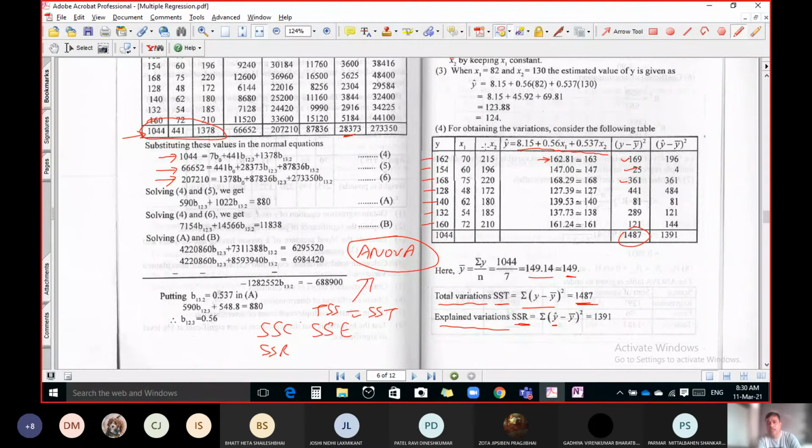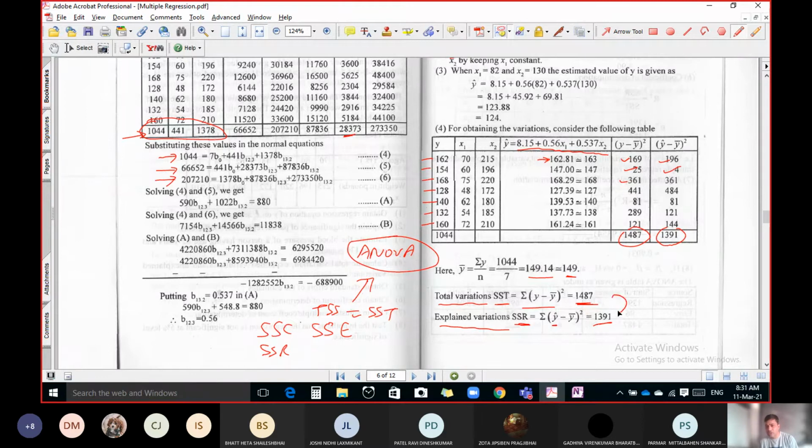Now y cap minus y bar. Y bar is what? 149. So see, 163 minus 149, that is 14. 14 square is 196. So we get here 196. Then 147 minus 149, that is minus 2. Minus 2 square is 4. In that way, calculate this, and add, we get SSR, that is explain variation here.